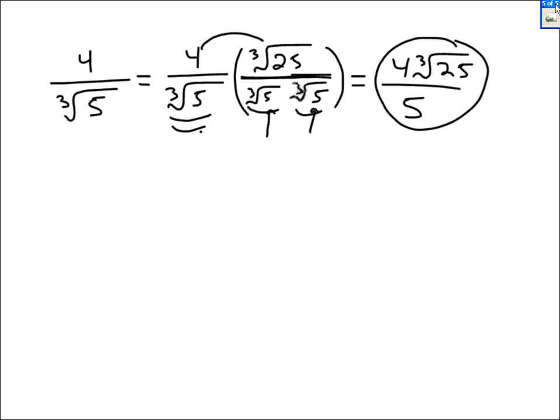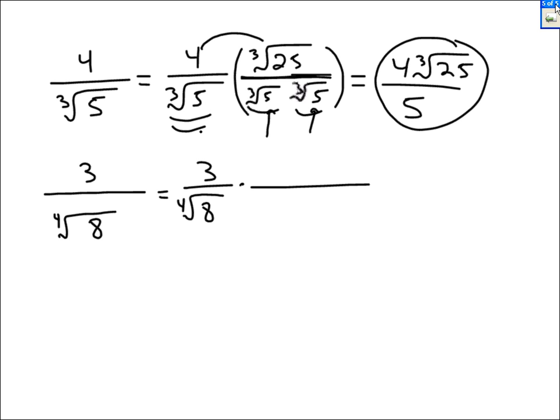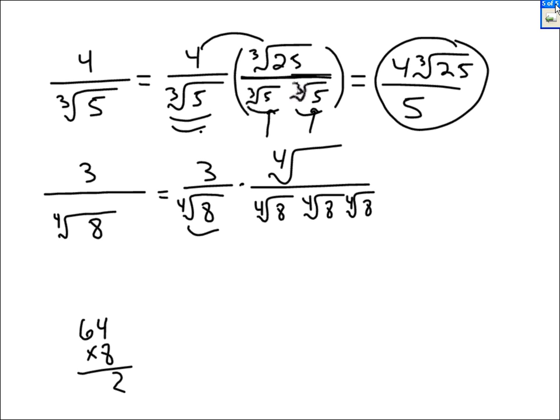Now, here's a tricky one, especially when the numbers are very big. If you have the 4th root of 8 in the bottom, there are 2 ways of doing this: hard way, easy way. You need the 4th root of 8 4 times. We have it 1 time, so you need it 3 more times. And on the top, 8 times 8 is 64, times another 8, looks like 512.